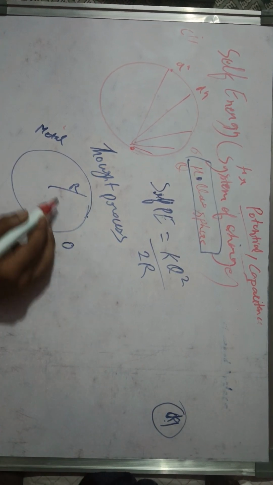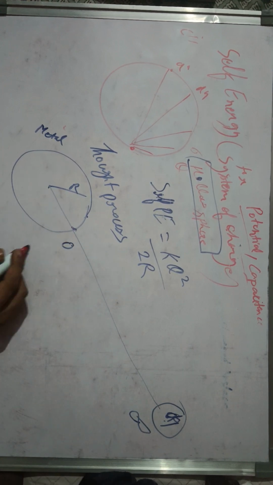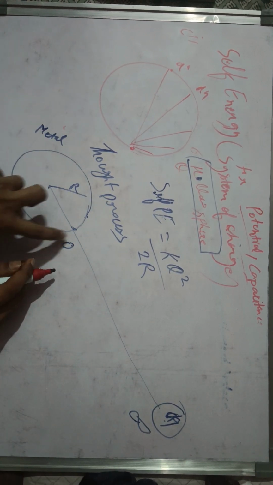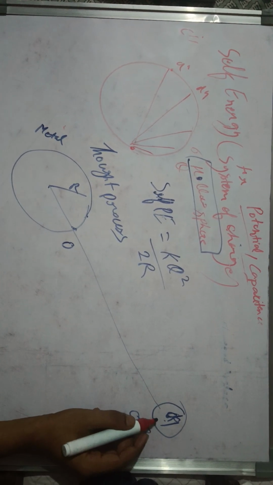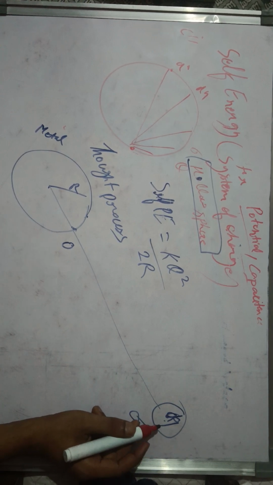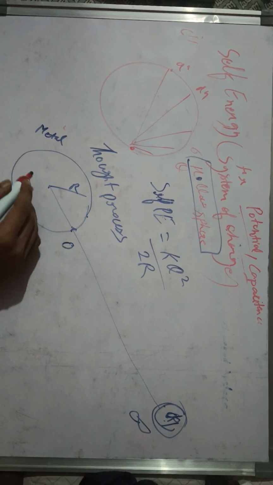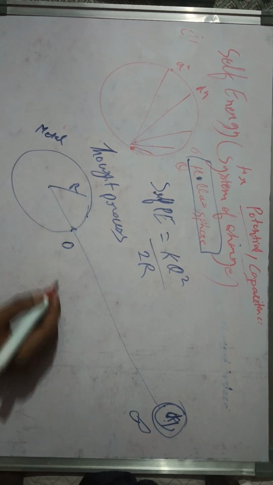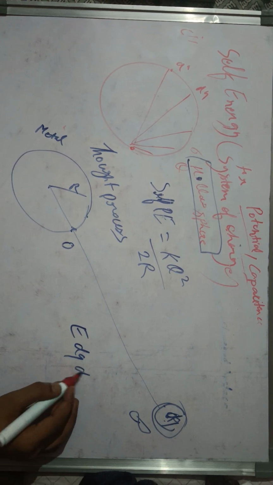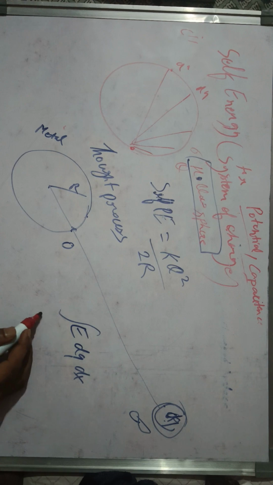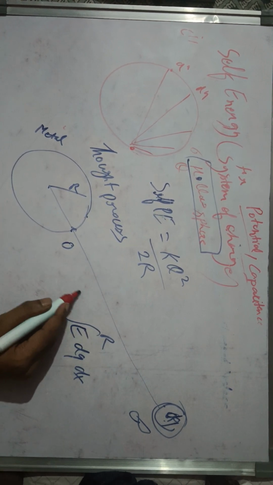dq charge I am placing on its surface from infinite position. I am bringing it from infinite position to this surface. Initially it had zero charge, and the work done to bring this dq charge from this point to this point would be equal to the electric field due to the system times dq, integrated with dx from infinity to this radius r. This is the potential energy dU.